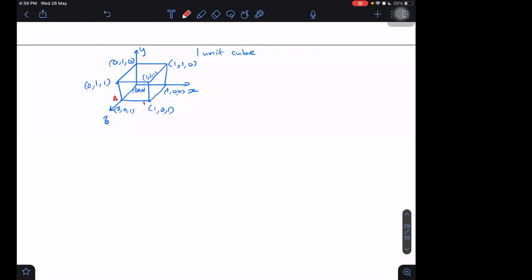Let's call this A, B, C, D, and at the corner, E, F, G, H. You understand which point is C point? C point is the point having 1, 1, 1, that is C. This is G, this side it is G. Okay.